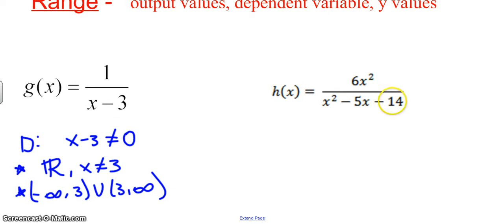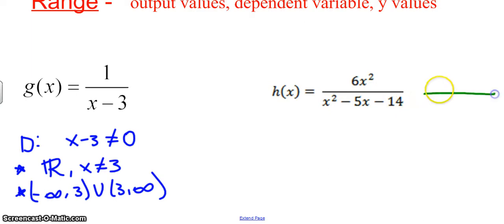The domain of this second one, it's kind of hard to tell. This bottom function on its own is perfectly okay, right? We can square a number, subtract 5 times the number, and subtract 14. The numerator on its own, you can square a number and multiply it by 6. But when you put these together into a rational function, we have a problem because we cannot divide by 0.